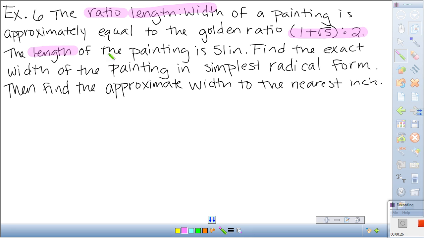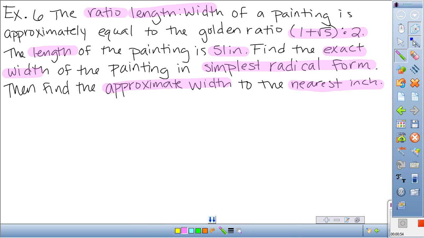The length of the painting is 51 inches, so we know the length. Find the exact width of the painting in simplest radical form. That means no decimals. Leave the radicals in your answer, but make sure they're simplified. Then find the approximate width to the nearest inch. So here they want us to use your calculator and get the approximate width using, in this case, whole numbers to the nearest inch.